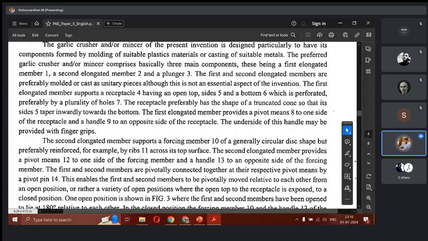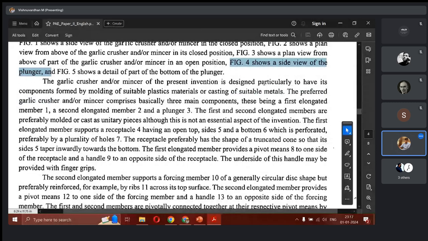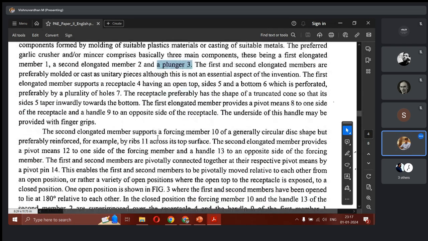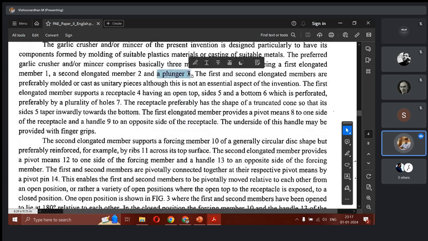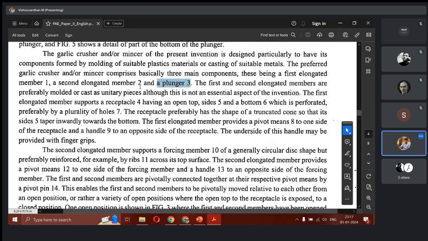Okay, so firstly, where does it start? So starting from here, a first elongated member number 1, semicolon, a second elongated member 2, semicolon, a plunger 3, semicolon. Okay, and then where is the plunger? Okay, a plunger also. So this is pretty much a first claim. Okay, and if you can detail it, go on. Don't write such a small claim. Of course, add more material. Add a first elongated member, a plurality of holes 7, a handle number 9, a forcing member number 10. A forcing member is a crushing member. Okay, write all this in your first claim.